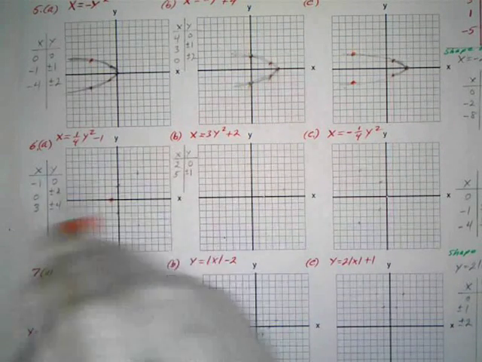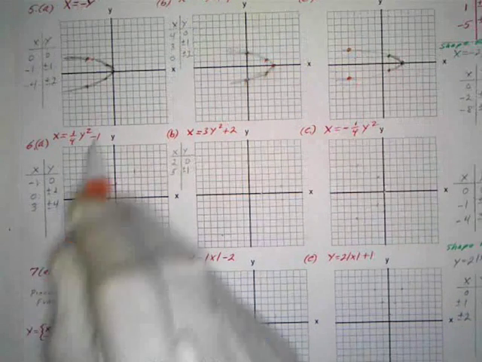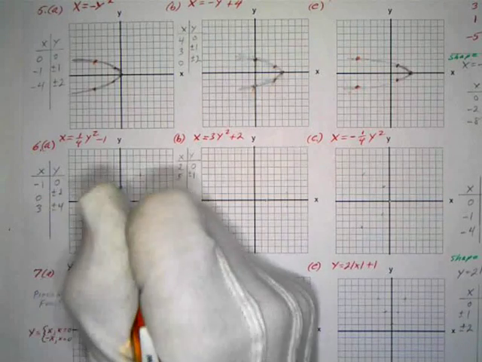I'm just going to try this by using a table of values because it's not too hard. When y is 0, x is negative 1. When y is plus or minus 2, 2 squared is 4. A fourth of 4 is 1. And 1 minus 1 is 0.